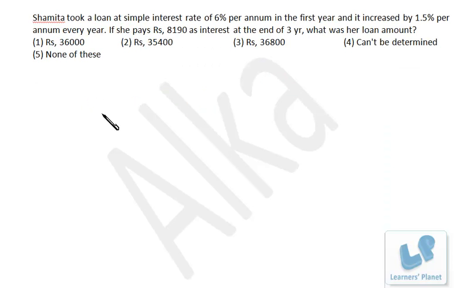Now a problem from simple interest. Shamita took a loan at a simple interest at the rate of 6% per annum for the first year. Then it increased by 1.5% per annum every year. At the end of 3 years, this was the interest amount. So for first year 6%, for the next year 7.5%, and for the third year 9%. So 9 plus 6, 15 plus 7.5, that's 22.5% of the amount she is paying as an interest, and that amount is actually 8190. So 22.5% of X is 8190.